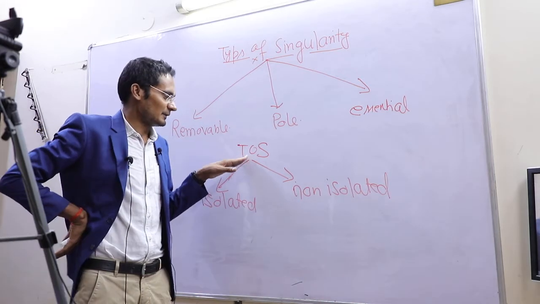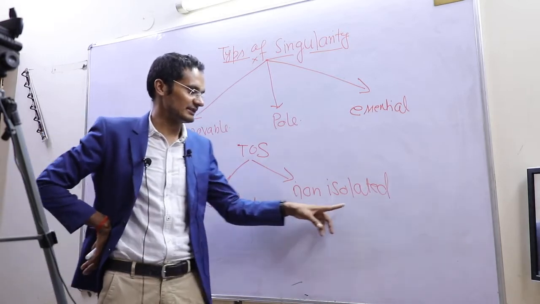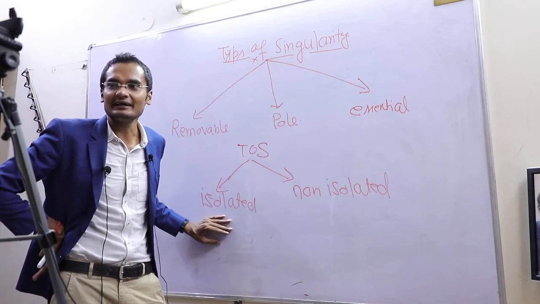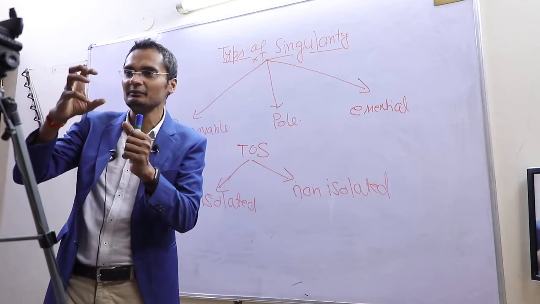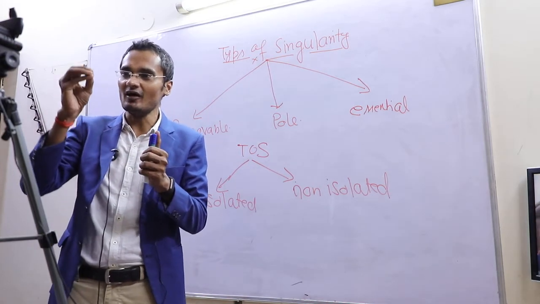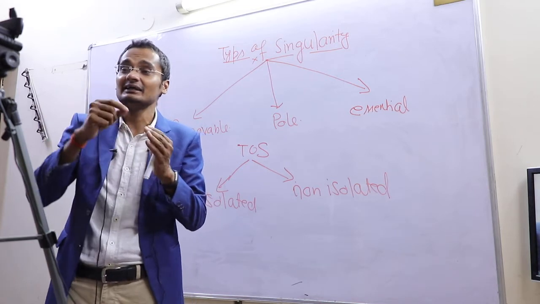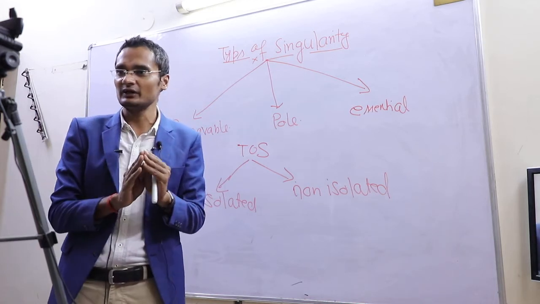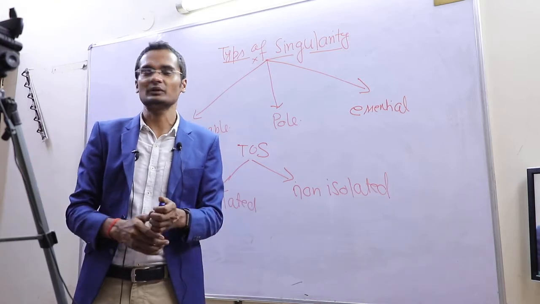So, there are two types of singularity, one is isolated, another one is non isolated. What does isolated singularity mean? A singularity can be isolated with respect to a disk. It means that if we can lock a singularity in a disk, meaning there should not be any other singularity other than that, we say it is isolated. If we fail, then we say it is non isolated.